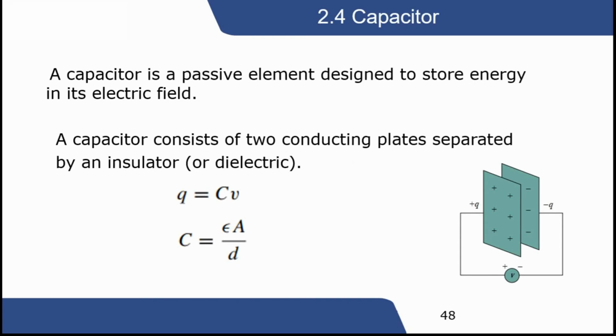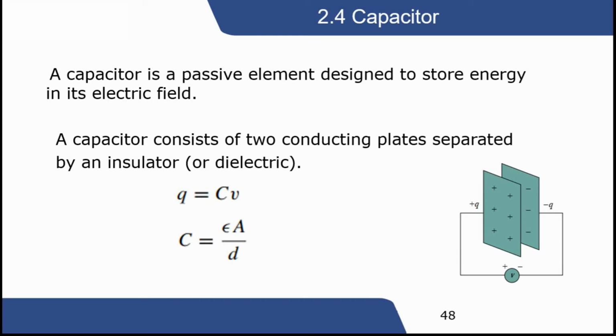What is a capacitor? A capacitor is a passive element designed to store energy in its electric field. A capacitor consists of two conductor plates separated by an insulator or dielectric. Basically there are two plates, and the dielectric is in between them.